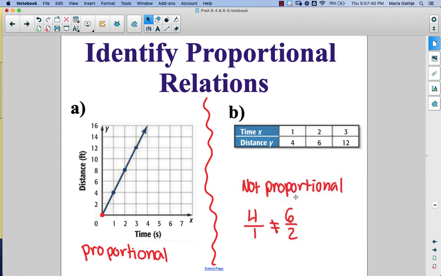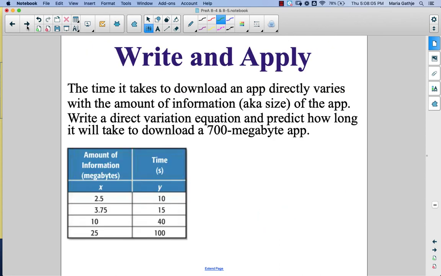The answer here is not proportional because 4 over 1 is not equal to 6 over 2, and 6 over 2 is not equal to 12 over 3. So even though the first pair and the third pair are proportional, that second pair doesn't match up, so the whole thing is non-proportional or not direct variation. When we do have direct variation, we can write the equation and use them to solve these problems. So we can use this constant rate to solve the problem.